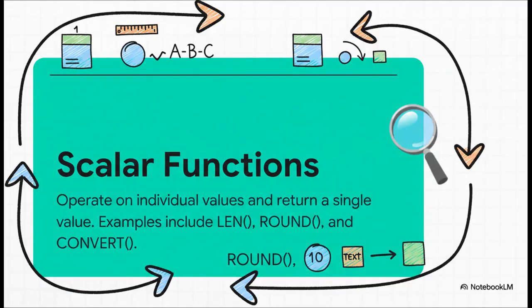Next up, we've got scalar functions. The key thing to remember here is simple. One in, one out. You feed it a single value, and it spits back a single transformed value. That makes them your go-to tool for all kinds of things like getting a string's length, rounding off numbers, or converting data types on the fly.